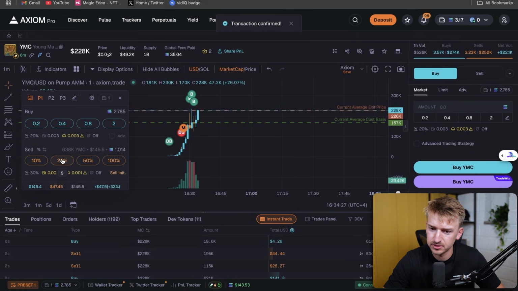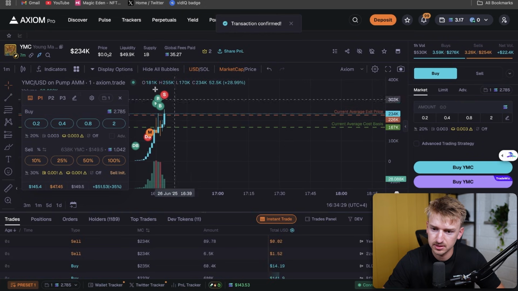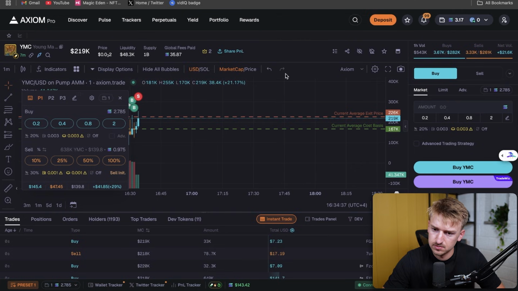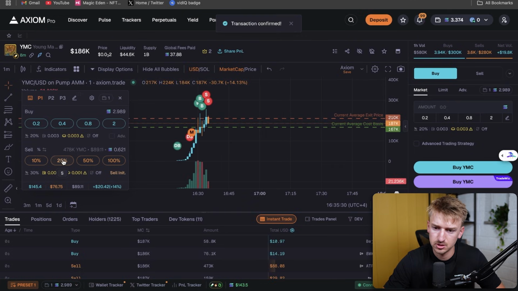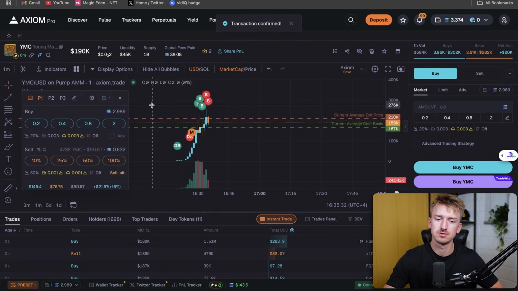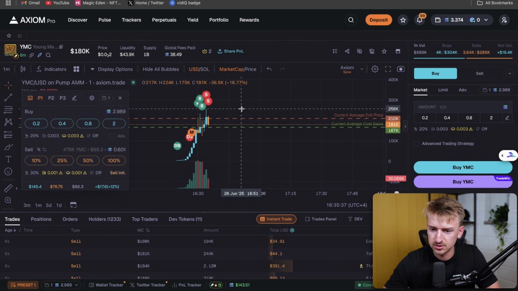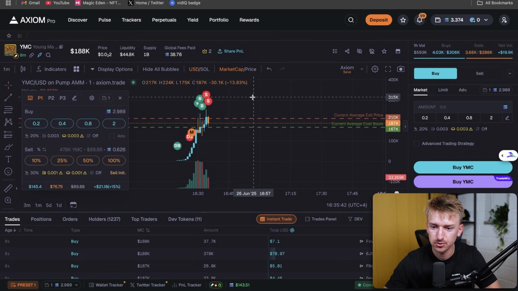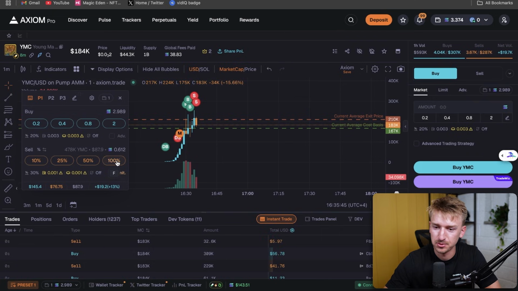I think I got 25% here. It's already in decent profit. 230k now. Hopefully this keeps pushing a little bit. Just to minimize risk, I just took another 25%, and it's starting to dip a little. Obviously, there aren't a lot of runners these days that go to 1 million. There are a few, but I'm not super confident that this will be one of them, to be honest.